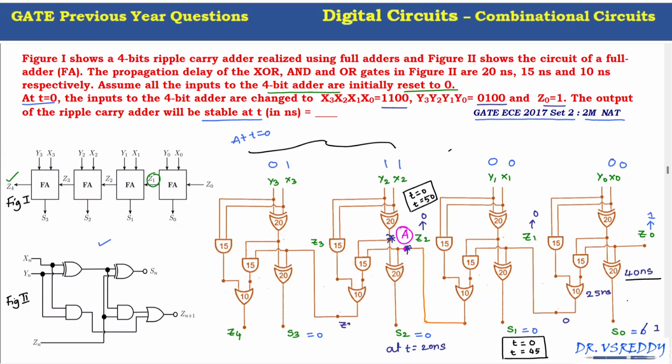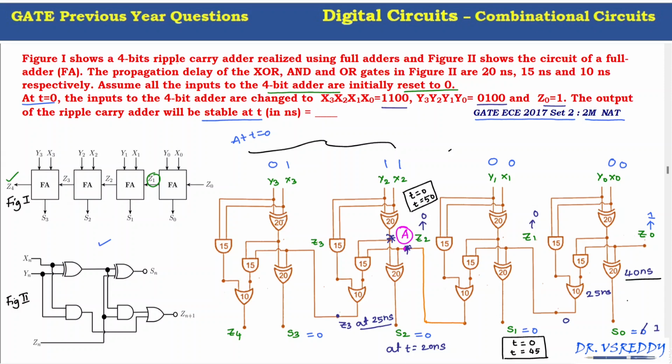This Z3 is available at, here t is equal to 0, this is 0 nanosecond, so 15 plus 10, here 15 plus 10 nanosecond. So here Z3 is available at 25 nanosecond. So this is the 0 delay already, here 15 is there, 10, 15 plus 10, at 25 nanosecond Z3 is available. So now this Z3 is the input to this circuit.